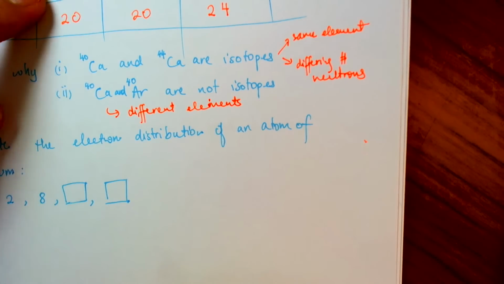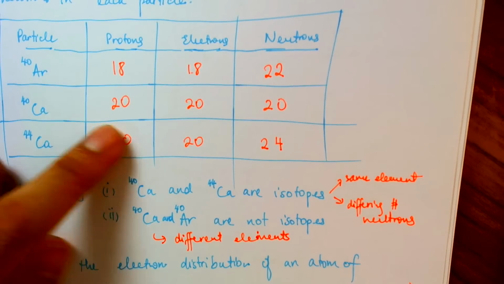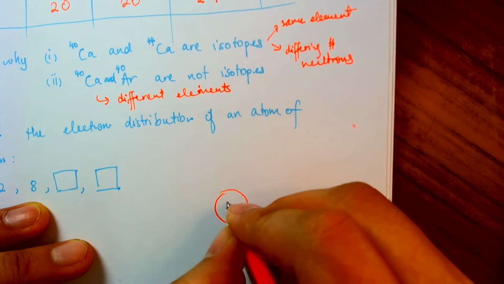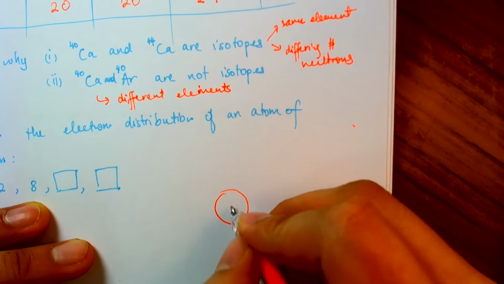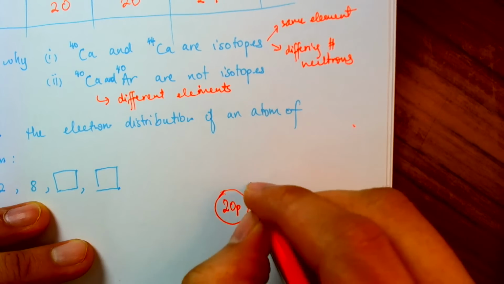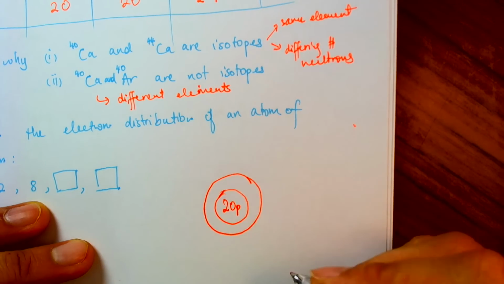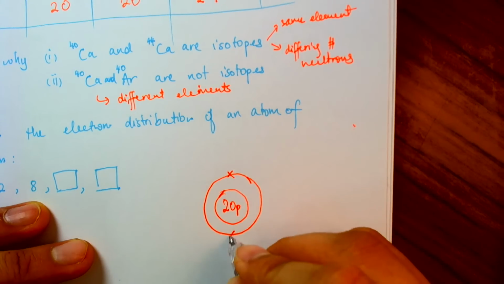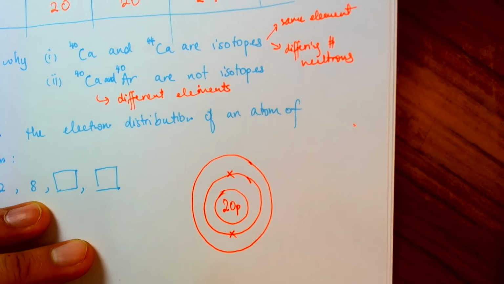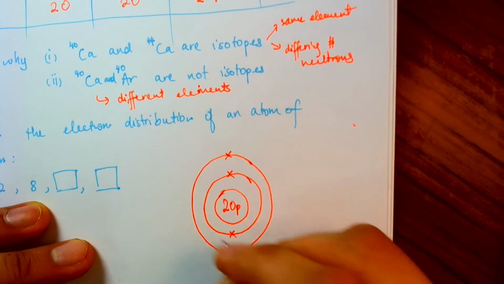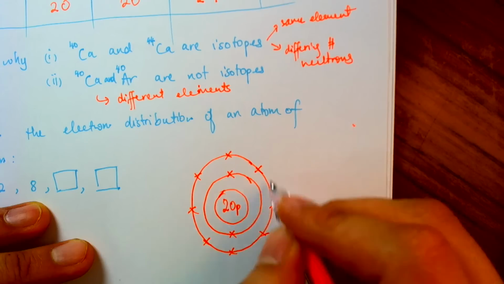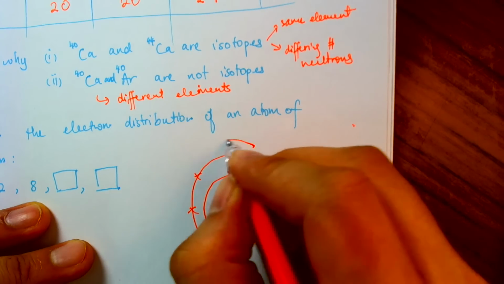Complete the electron distribution of an atom of calcium. So let's see. Calcium has 20 electrons. So here's my calcium. Let's just call it 20 protons. Let's not worry about the neutrons for now. Remember, the first level of my bus can hold 2 passengers. That leaves me with 18 more to fill. The second level can take 8 passengers. So now I have a total of 2 plus 8, 10. That leaves me 10 to fill.